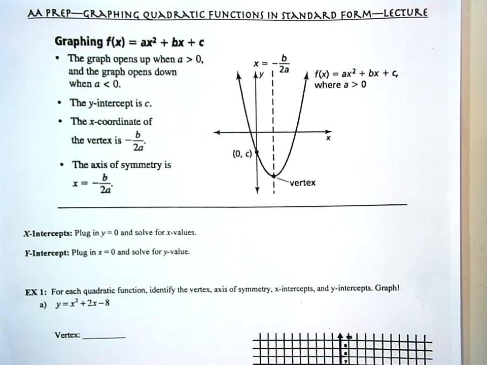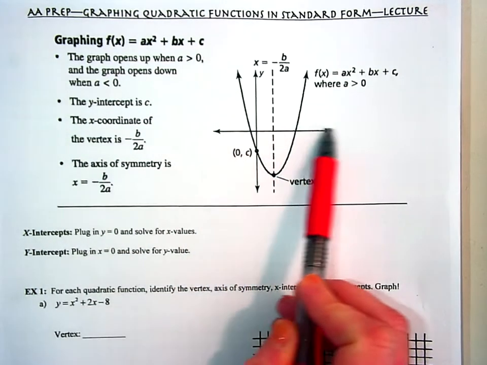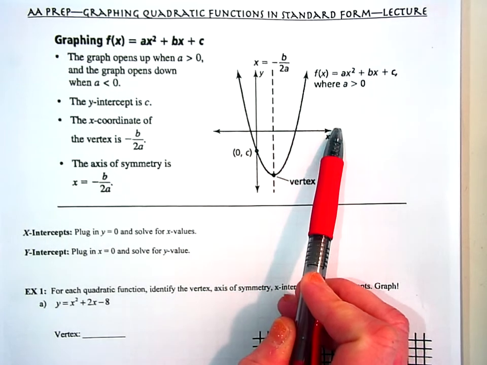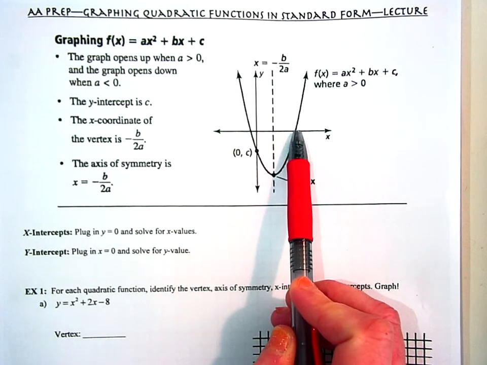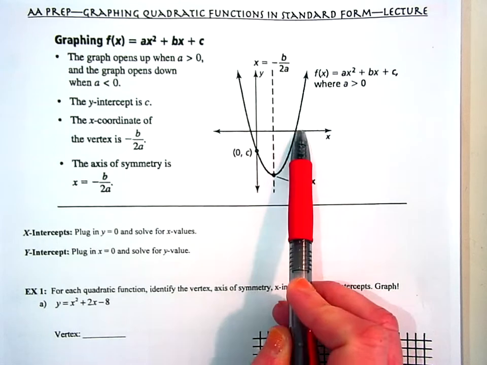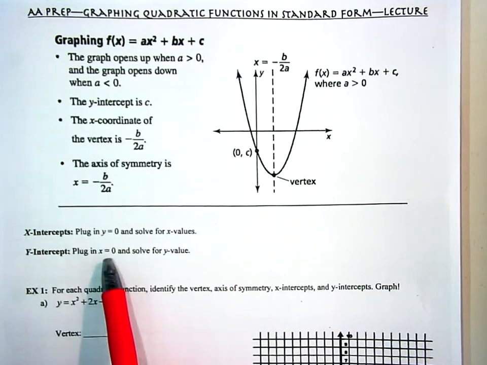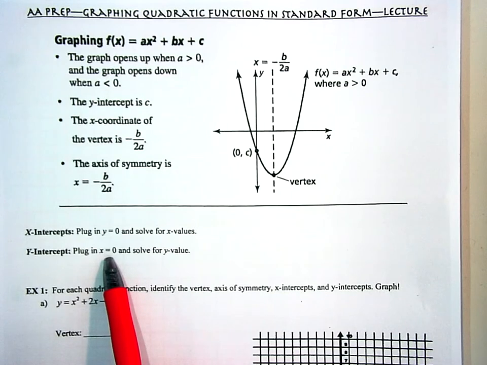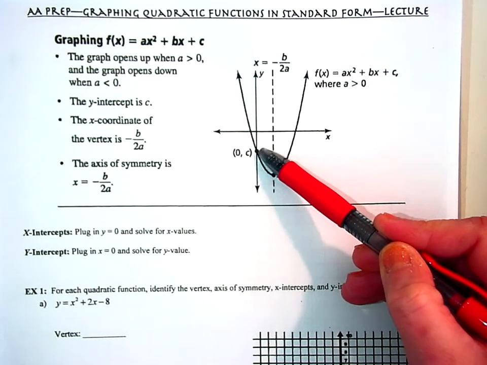Okay, if we're getting x-intercepts, so we're looking at where does it slice through the x-axis. So my x-intercepts would be right here and here. Those two locations are when the y value is 0. So we plug in a y value of 0, and then we solve for the x values. Okay, y-intercept, we already covered that, but again, we plug in 0 for the x, and we solve for the y, and that would get us the location that's right here.